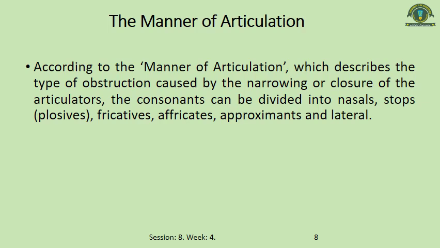According to the manner of articulation, which describes the types of obstruction caused by the narrowing or closure of the articulators, the consonants can be divided into nasals, stops, in bracket plosives, fricatives, affricates, approximants, and lateral. Now we come to know the chart or the table we have seen just now. A couple of slides before, you came across a table. Now we understand what does manner of articulation mean.